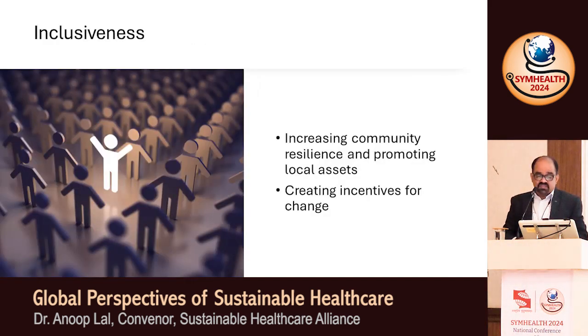And finally, inclusiveness: increasing community resilience and promoting local assets. This is where primary care comes into play. And also one thing that the pandemic has shown is the effectiveness of telemedicine. Almost 75 to 80% of common illnesses do not require a patient actually visiting a healthcare facility. It can be done remotely. And also creating incentives for change. At the individual level, we have to create incentives. At the institutional level and also at the system level, we have to create incentives for promoting sustainable practices.